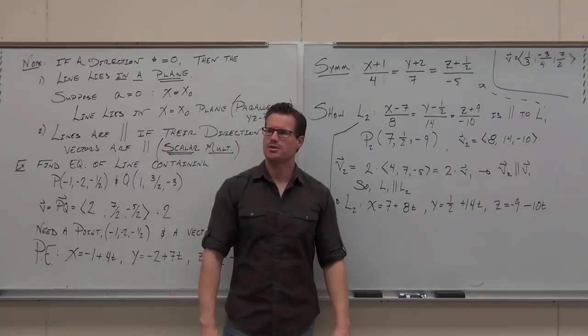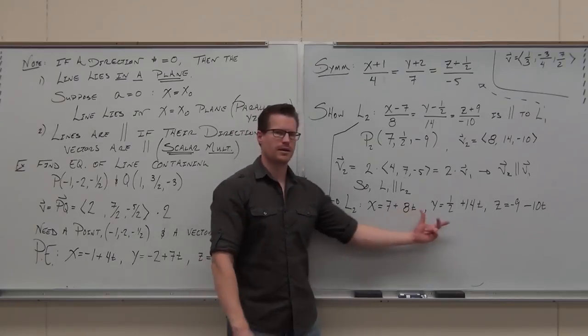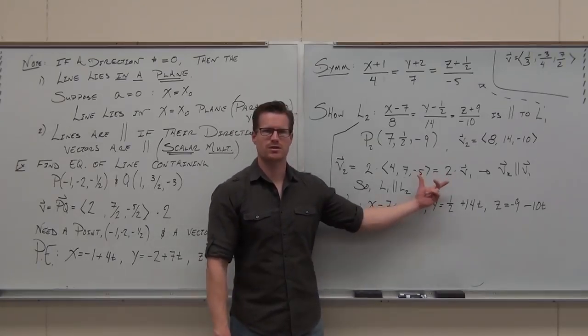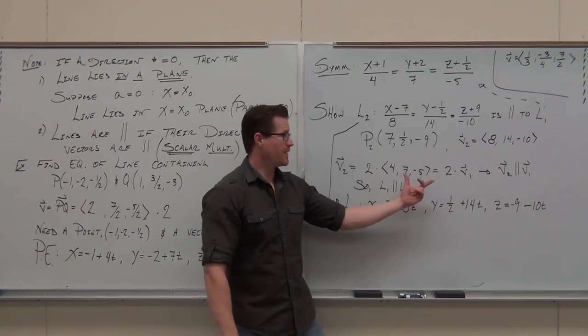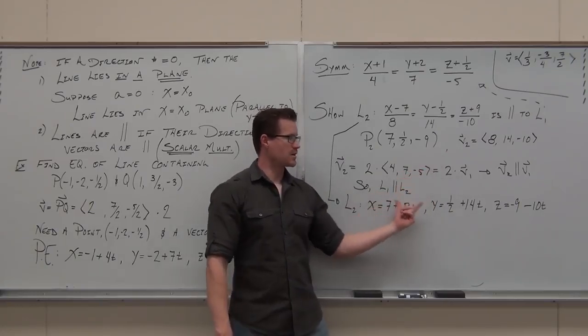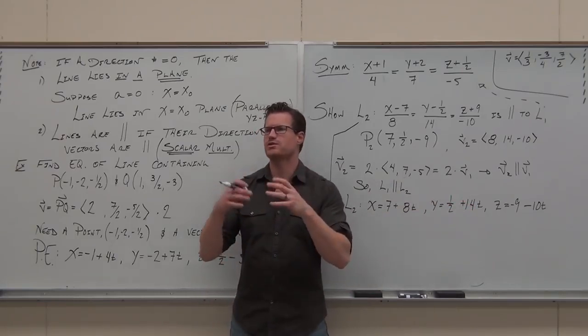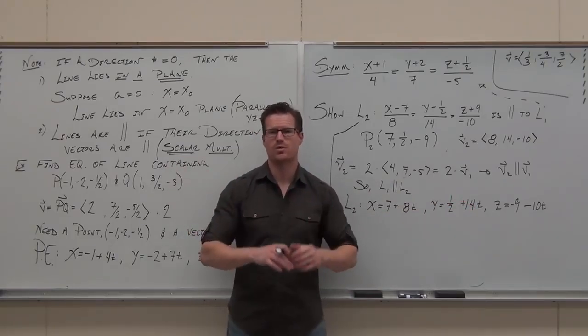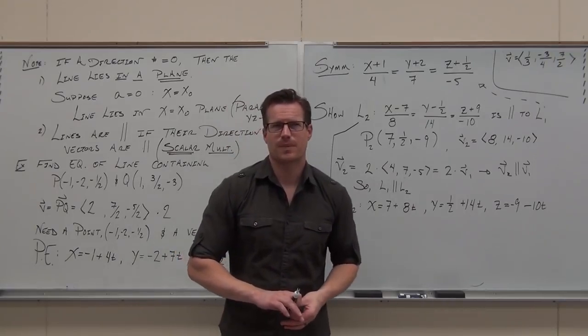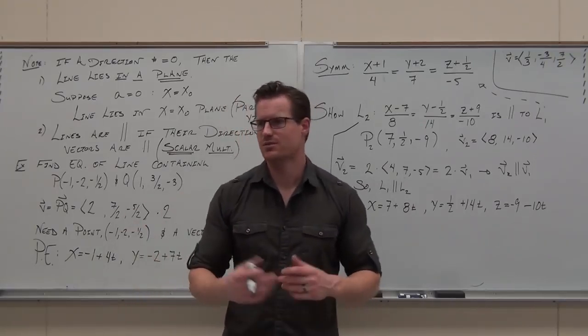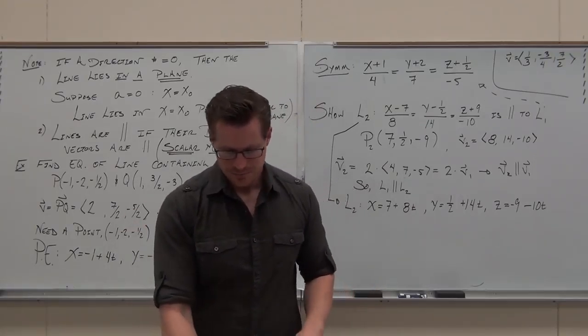Are you sometimes going to get different looking lines based on the direction vector that you're using? If I chose to use this vector right here, I'd have a different looking line, even though it's the same line, because the direction vector scalar multiple is still parallel, still through the same point. We can get different looking stuff. If we always simplify our direction vectors, then we get the same stuff.